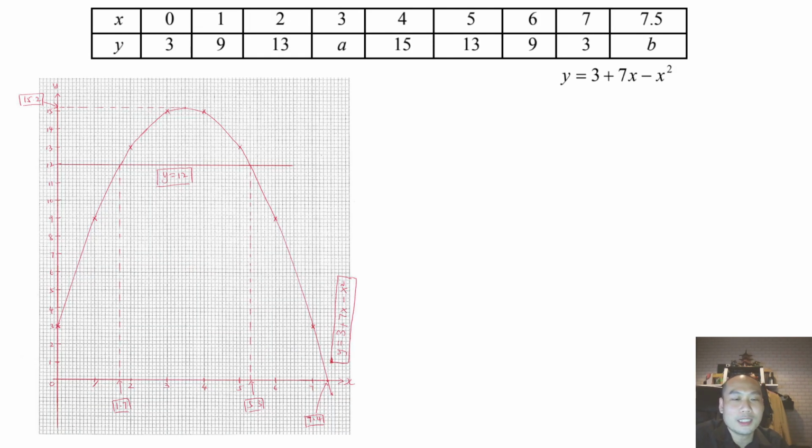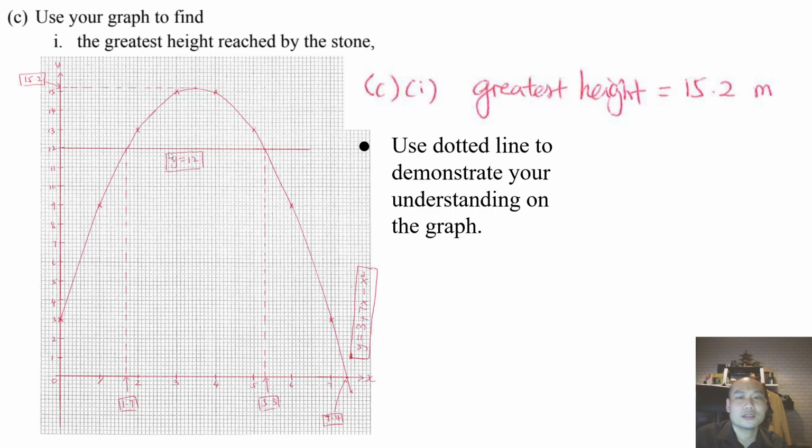So same procedure, get your axis right, plot out all the points, get the in-between points if you can. Once you have that, you draw a nice smooth curve, as smooth as you can, and label the curve somewhere suitable, right here will be quite suitable. So here's my curve, and then after that we can answer the question.